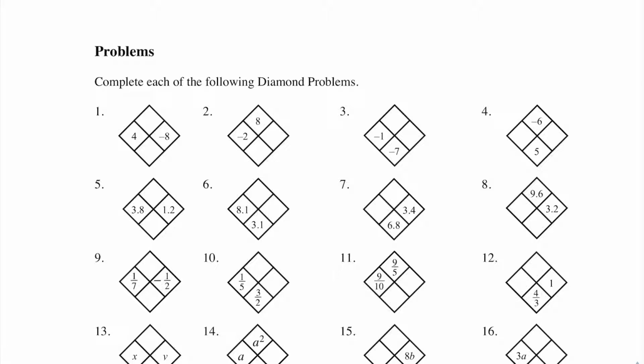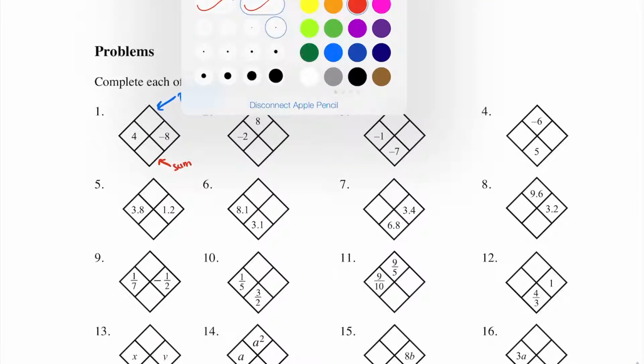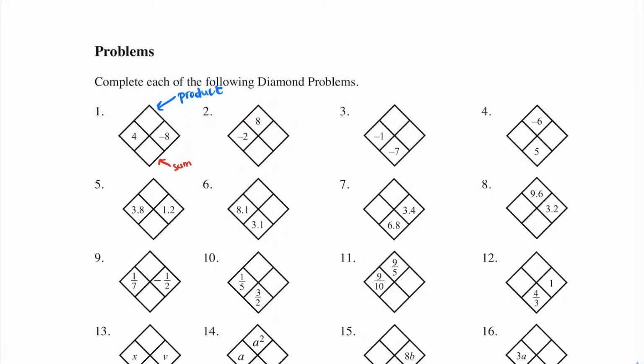A few things before we get into it. Remember that the top part of our diamond is going to be the product of the left and the right squares, and the bottom part of our diamond is going to be the sum of our left and right squares. So with a little mental math, the product of 4 and negative 8 is negative 32, and the sum of 4 and negative 8, 4 plus negative 8, leaves you with negative 4.